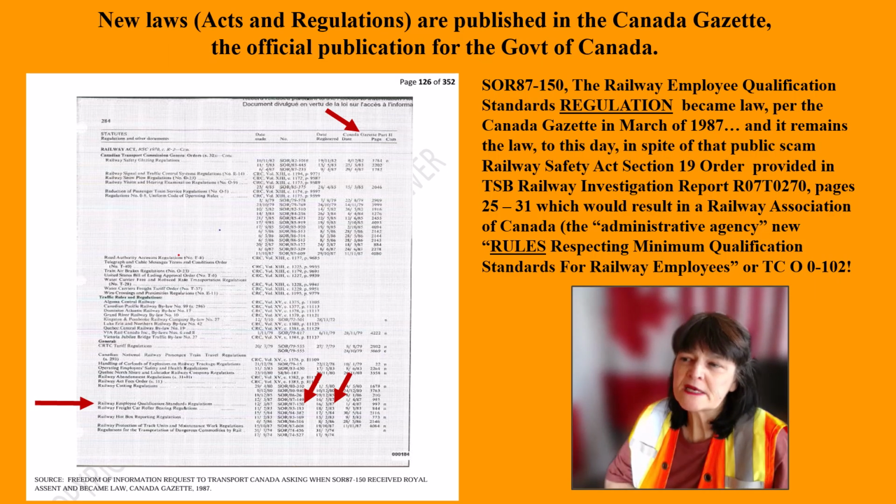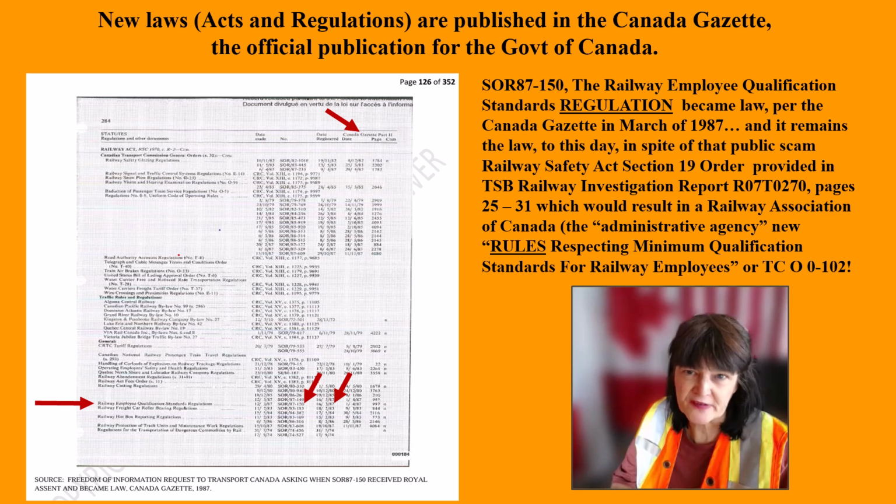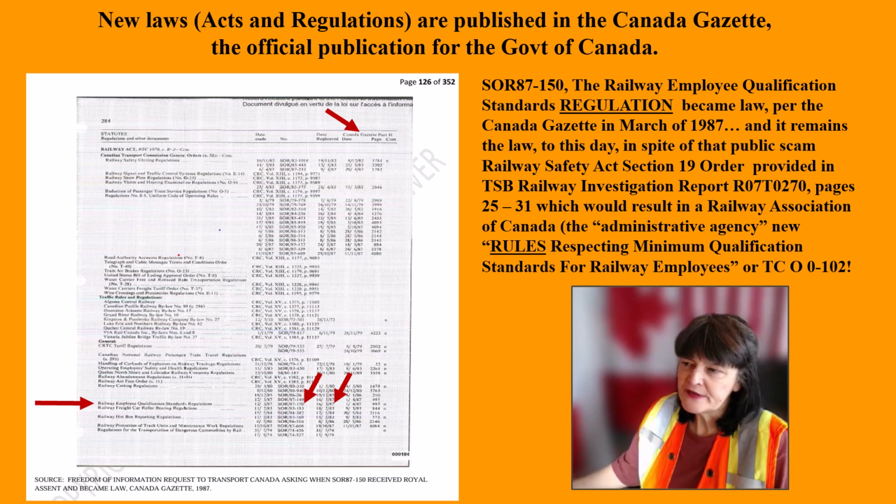Okay, now when something becomes a law, and I'm sure this would be the same type of procedure in the States, there is a formal publication for the Government of Canada, and I'm sure there's one in the US, where new laws are published for the public to know that this is now an active law and the law of the land. So if you look here, this is a copy of a page that I received via a Freedom of Information request or access to information request. And it's a page from, if you look at the top arrow here, the Canada Gazette.